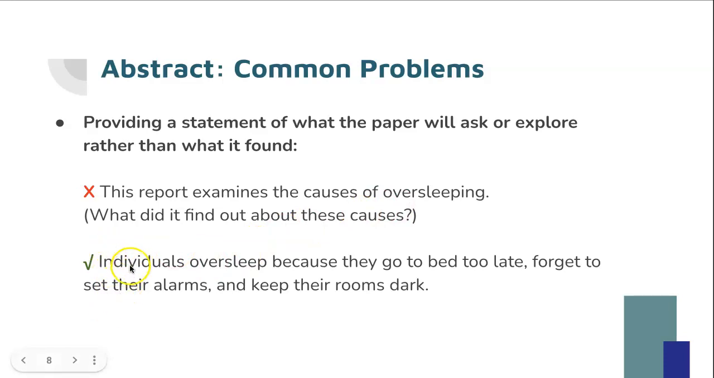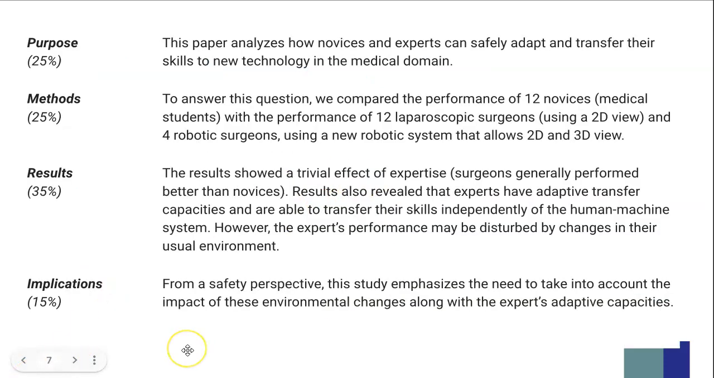And so here, something better to say would be individuals oversleep because they go to bed too late, forget to set their alarms, and keep their rooms dark. That is much more interesting and relevant information to someone who is scanning a lot of abstracts than what was the actual purpose of your paper. If we go back to that example I showed you, you'll notice there is just one small sentence at the top which talks about the purpose, what the paper was looking to do, and then the results section is very specific on the results showed, the results revealed, that kind of thing.